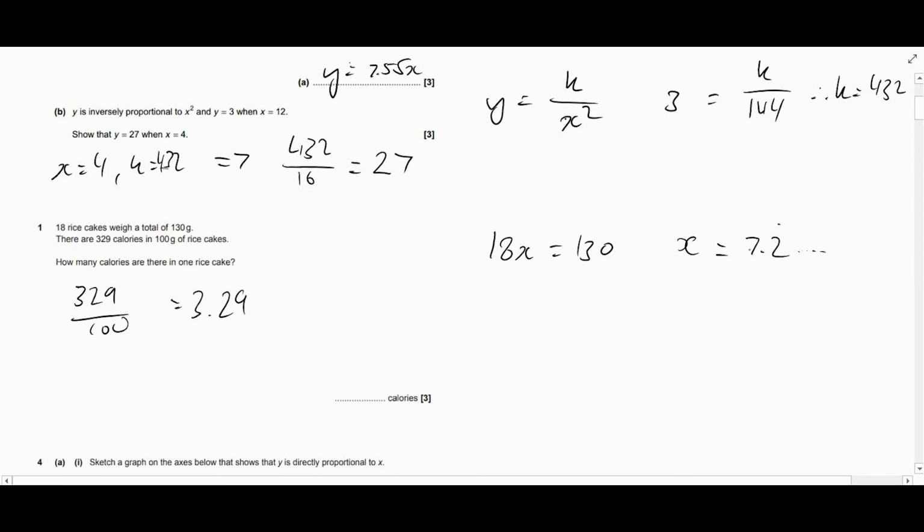If there are 7.2 grams and 3.29 calories per gram, that would indicate that just multiplying the two together should give the desired answer. So 3.29 times 7.2 ends up giving you, if you do that calculation, 23.76 and a few other digits. So I think 3 significant figures is probably fine here. 23.8 is probably accurate. So we'll go with 23.8 calories.